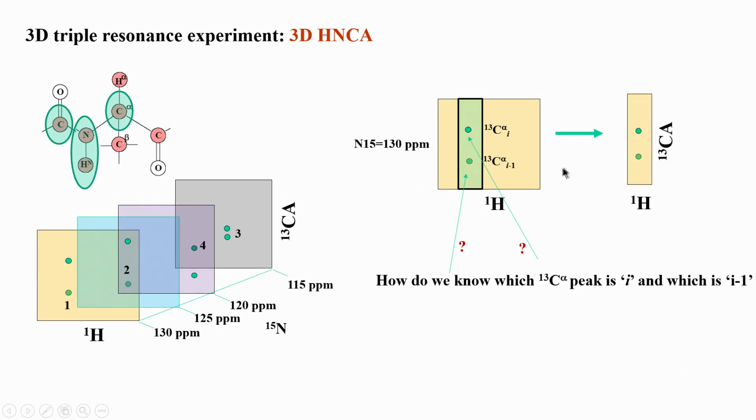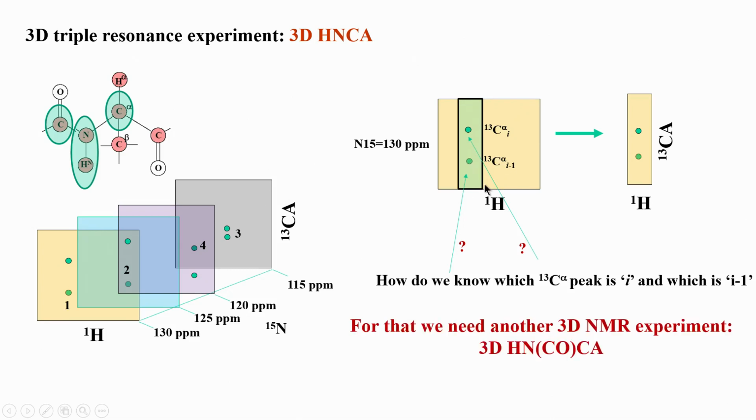So, the question which comes to our mind is how do we know which is I and which is I minus 1 C alpha. This is what is shown here, and that is not easy to know directly by looking at the spectrum. So, we need to somehow distinguish the chemical shift of I and I minus 1. We should know which is I and which corresponds to I minus 1. For that we need another 3D NMR experiment, 3D HNCO-CA. So, we will look at that experiment now.